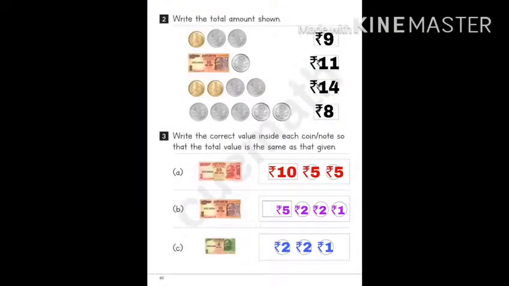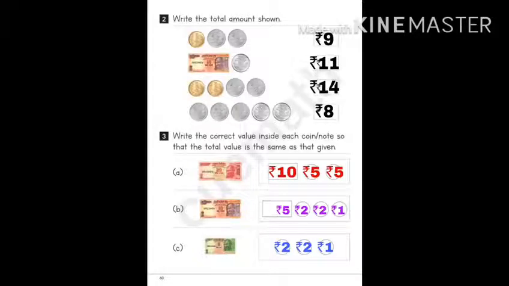Write the total amount shown. Here the coins and notes are given. We just have to count and get the correct answer. The first one is a 5 rupee coin and 2 coins of 2 rupees. So altogether we get the answer as 9 rupees.